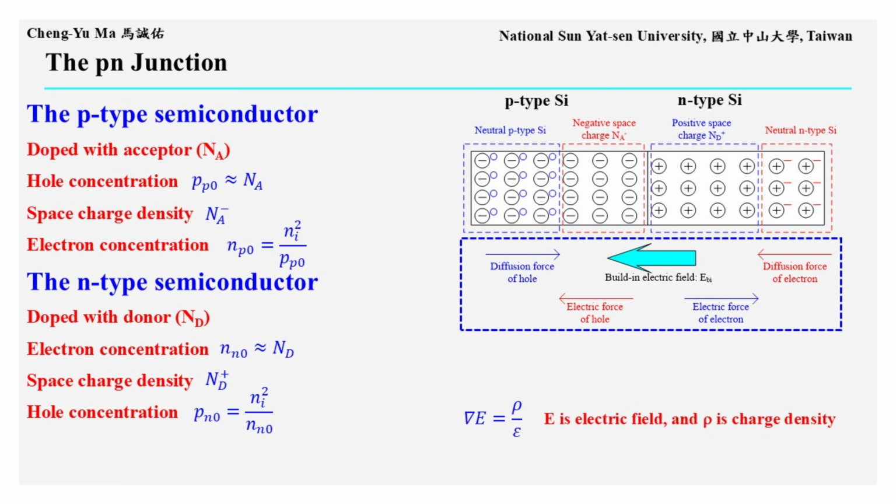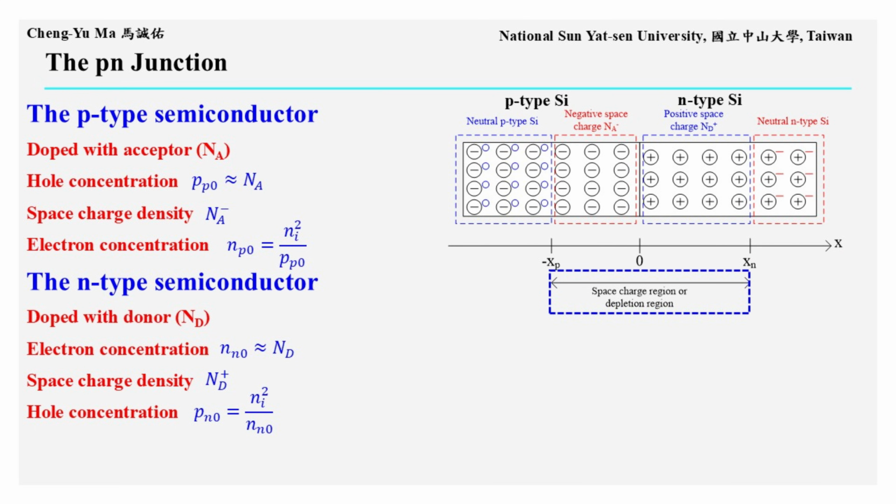Therefore, holes in the p-type region and electrons in the n-type region continue to diffuse and recombine, creating more space charge. This makes the space charge region wider, which strengthens the electric field and increases the force that prevents further diffusion of electrons and holes. Eventually, the diffusion force and the electric field force on electrons and holes reach equilibrium, and diffusion stops.